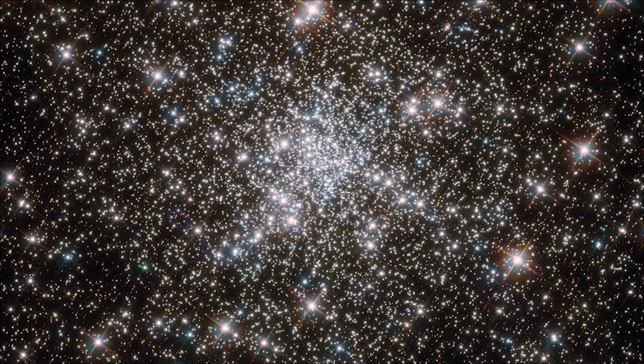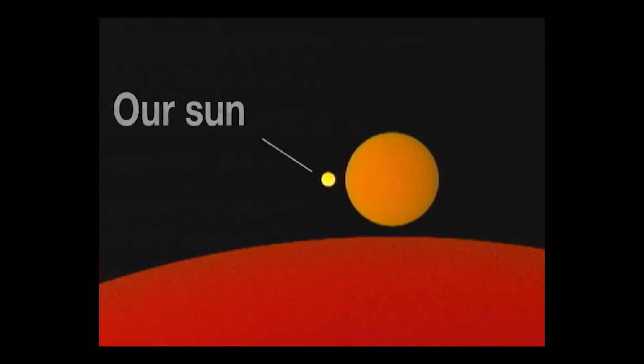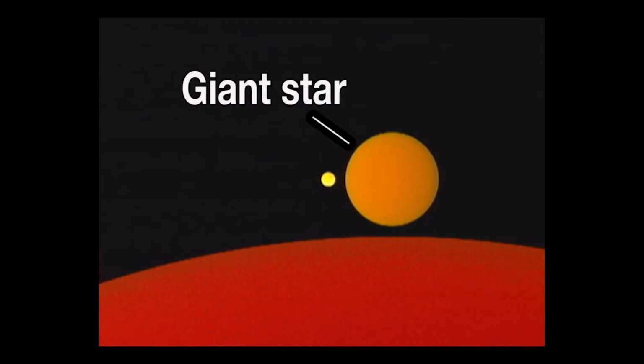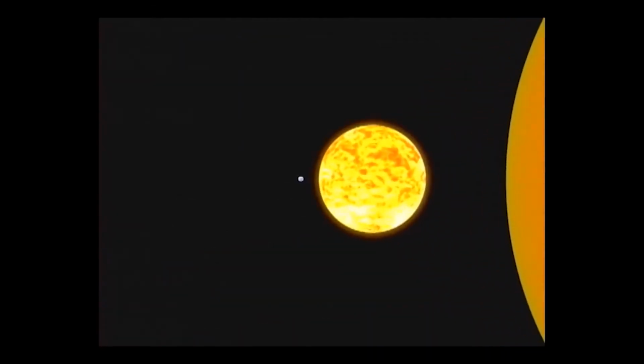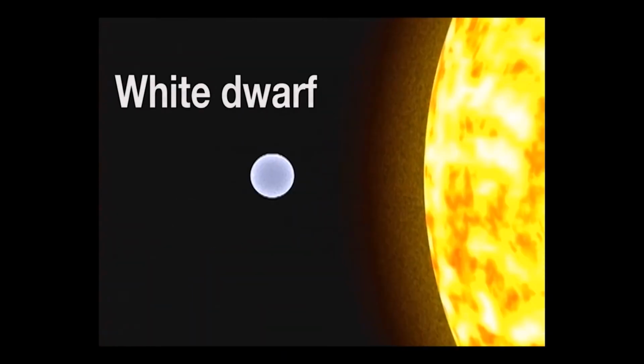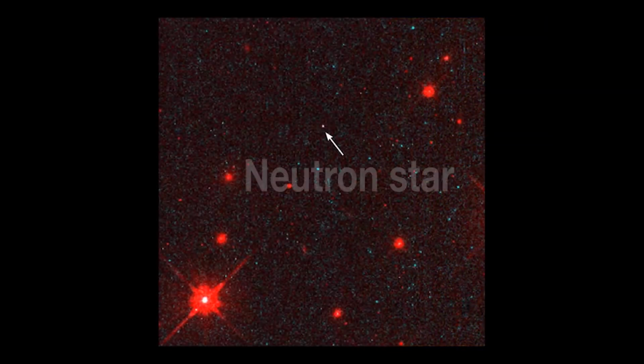Stars vary in size. Our sun is slightly smaller than an average-sized star. Stars with a diameter 10 to 100 times the size of our sun are called giant stars. And huge stars are up to 1,000 times the size of our sun. Some stars, called white dwarfs, are smaller than our Earth. And the tiniest stars, called neutron stars, are only about 16 kilometers in diameter.